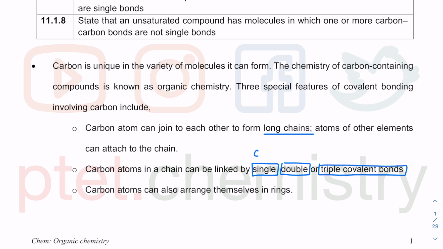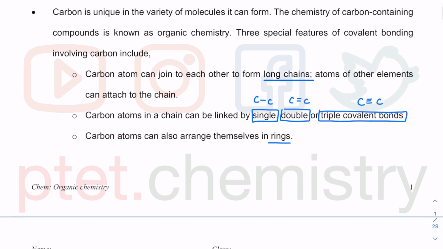So are we talking about carbon-carbon single, carbon-carbon double, carbon-carbon triple? If this carbon forms a single covalent bond, there are still 3 more covalent bonds that this carbon can form. If it has already formed a double covalent bond, this carbon can form 2 more covalent bonds. If it has already formed a triple covalent bond, this carbon can only form a single covalent bond. You can also arrange themselves in rings.